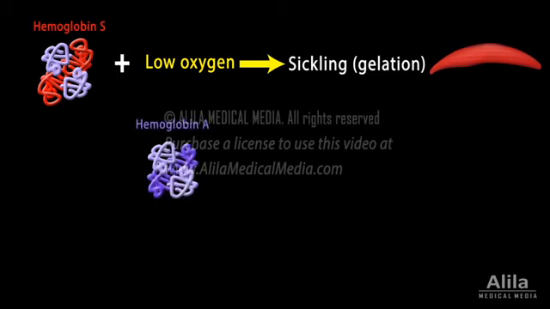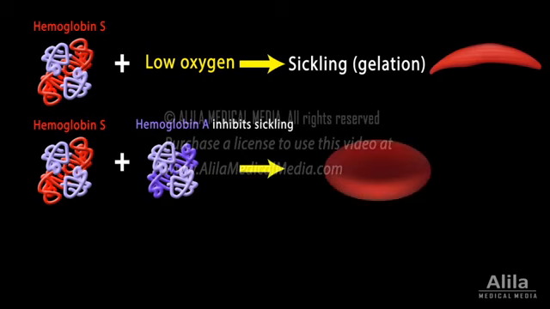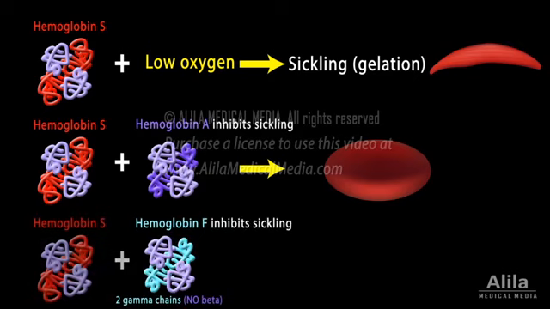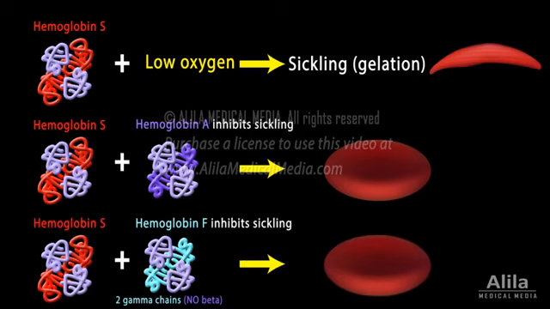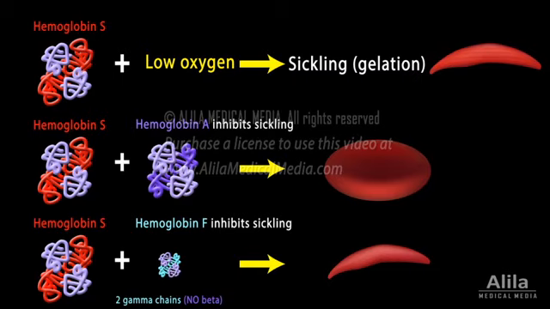Normal adult hemoglobin inhibits sickling, and this explains why heterozygous parents who produce both mutated hemoglobin S and normal hemoglobin A do not usually develop the disease. Fetal hemoglobin F, which has 2 gamma chains in place of 2 beta chains, also suppresses sickling. Infants born with the condition seem to benefit from high levels of fetal hemoglobin in the first few months of life. They do not develop symptoms until the age of 6 months or so, when fetal hemoglobin levels drop.